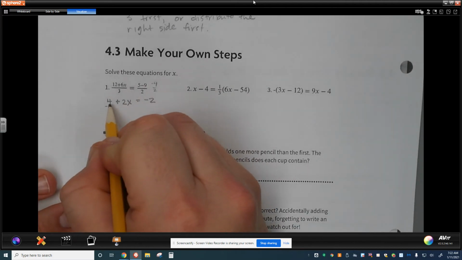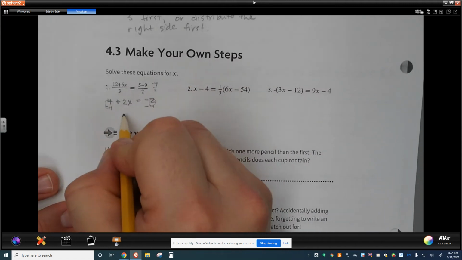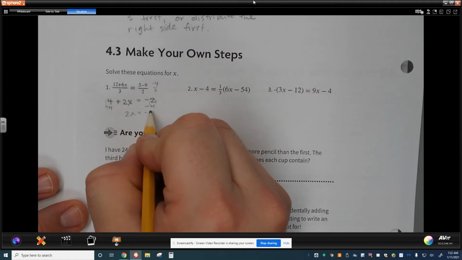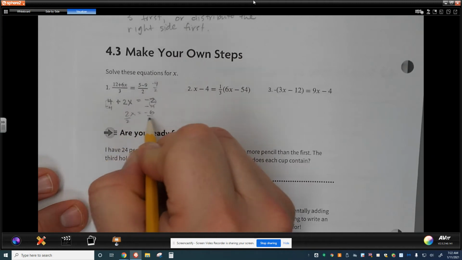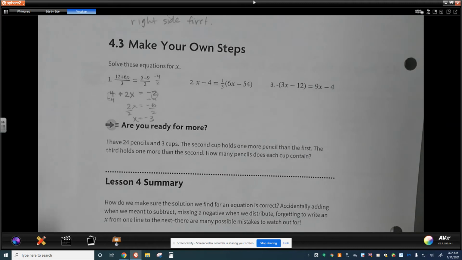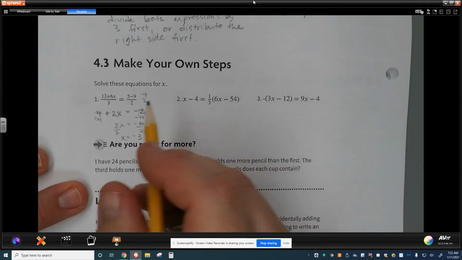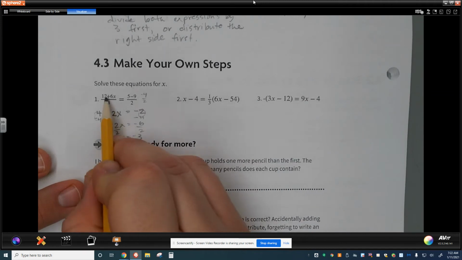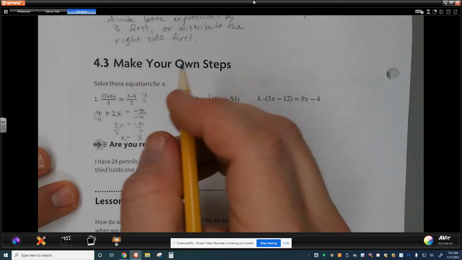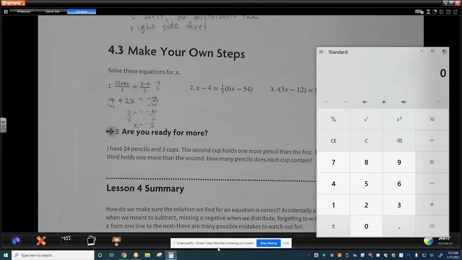And so from here, subtract 4 on both sides to eliminate it. And we have 2 times x is equal to minus 6, divided by 2 on both sides. X should be equal to a negative 3. And I can just double check my work to make sure that I'm right by going through and substituting negative 3 back in. We'll go ahead and let's look at this, and we're going to shortcut this a little bit with a calculator.